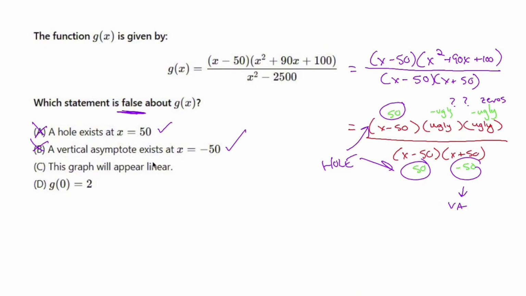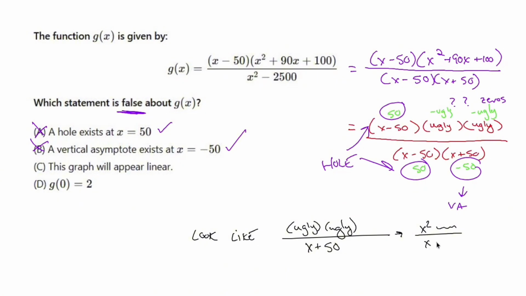This graph will appear linear. Now, a graph will appear linear if something like this happens. What the graph will look like is it will look like me crossing this out. So this graph is going to look like me getting rid of the x minus 50s and me being left with some ugly x, no comment, and another ugly x, no comment on my dating history, all over x plus 50. Now that's going to look like x squared blah blah blah over x blah blah blah. That is not linear.